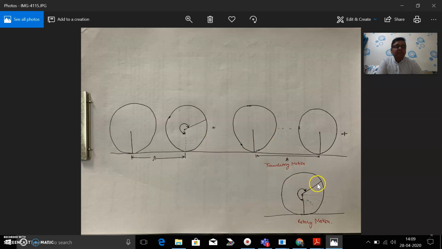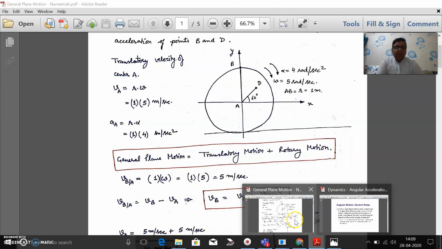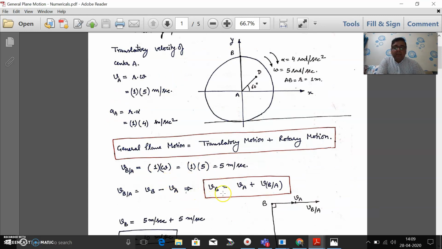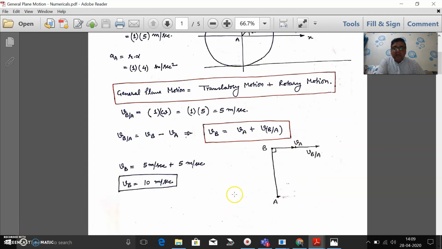So that is the rotary motion, and in this way we can solve questions by splitting any general plane motion question into two sections: one is the translatory motion, and the other is the rotary motion. Okay, let us do it further. So now VB is equal to VA plus velocity of B with respect to A. In this case VA I know is 5 meter per second.